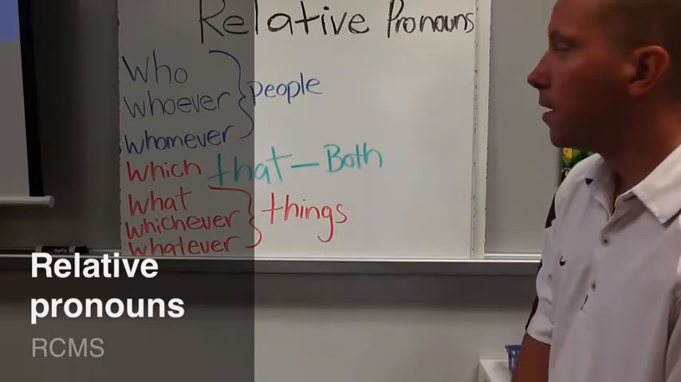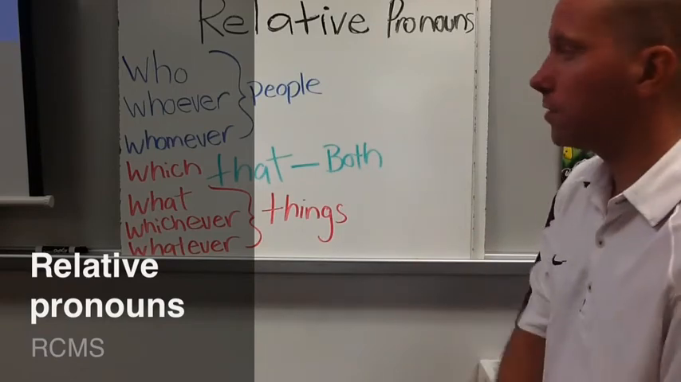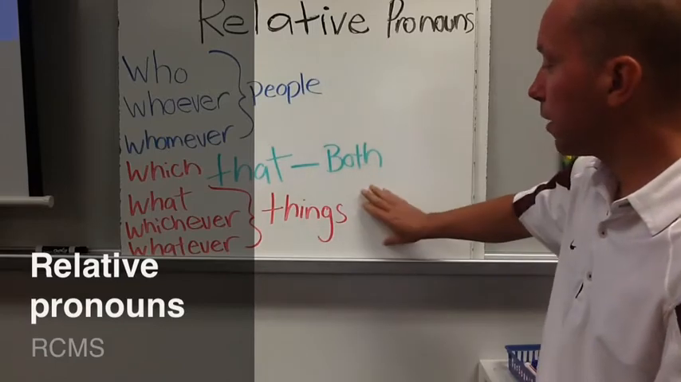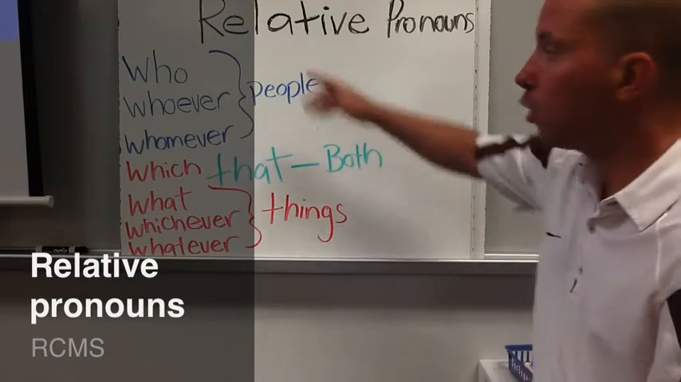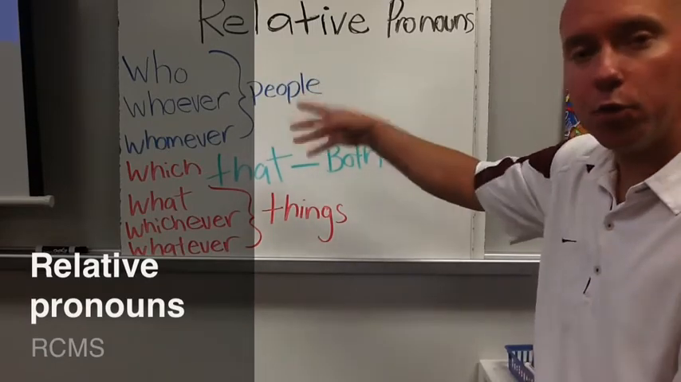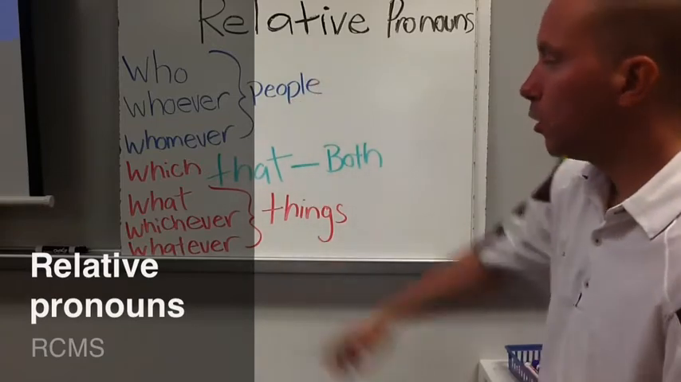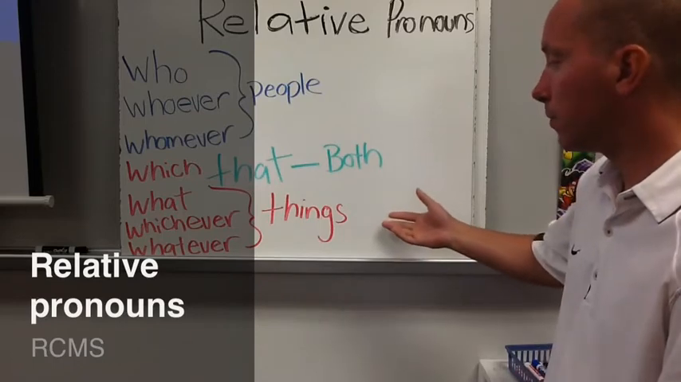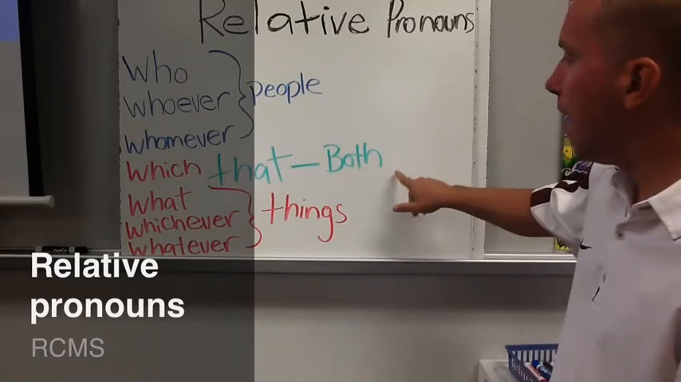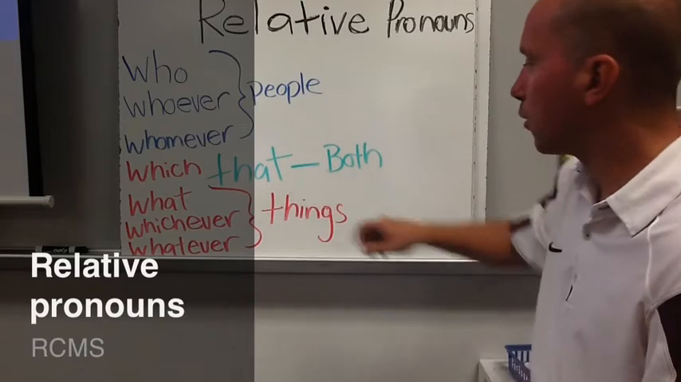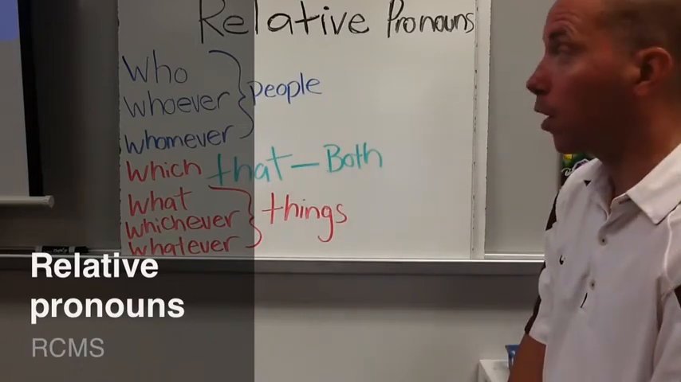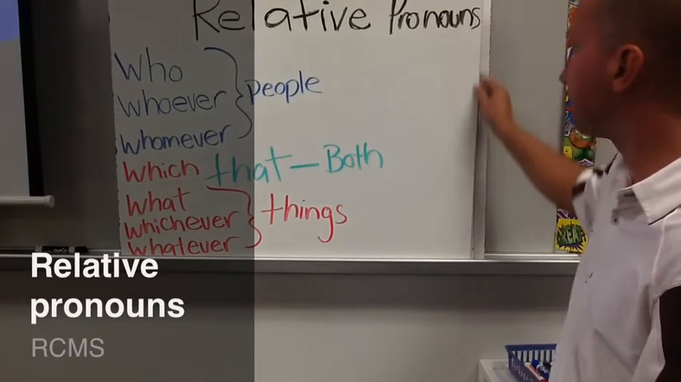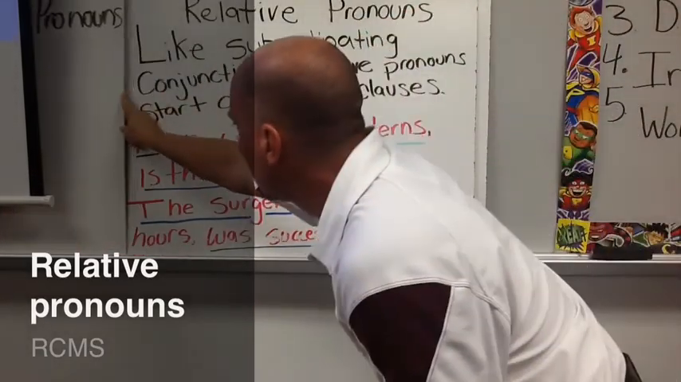clause in the sentence. So there are really two kinds of relative pronouns. There are the relative pronouns that relate back to people and the relative pronouns that relate back to things. Words like who, whoever, whomever. When you use those, you're talking about a person. When you use words like which, what, whichever, and whatever, you're using that to refer back to a thing. That is kind of a special relative pronoun, and that one you can actually use for both. You could use that to relate to a person or that to relate to a thing. Let me show you what I'm talking about.